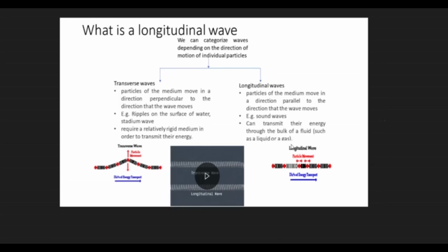Okay, earthquakes produce both transverse and longitudinal waves. When seismologists study the Earth's waves, they notice that only longitudinal waves could travel through the Earth's core. With this reason, geologists believe that the Earth's core is probably made of a liquid, most probably molten iron.